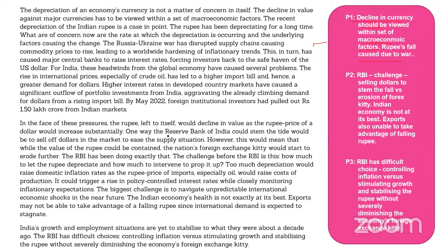So he's saying that the RBI has a challenge as to which of the two things they should look for. And then the author's judgment is that the Indian economy is not at its best. Obviously, all of us have understood this line. I don't have to add anything here. Exports are also unable to take advantage of the falling rupee. Of course, this is also a line we have understood. So basically, we are able to understand what the author's judgment lines are. Paragraph number 3 is that the RBI has a difficult choice, whether they should do A, B, or C. That is what the entire passage is about.